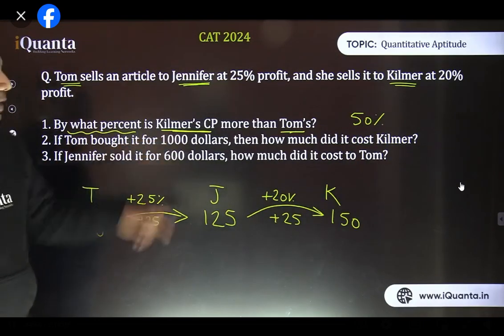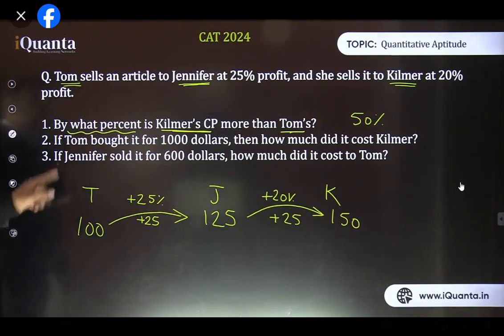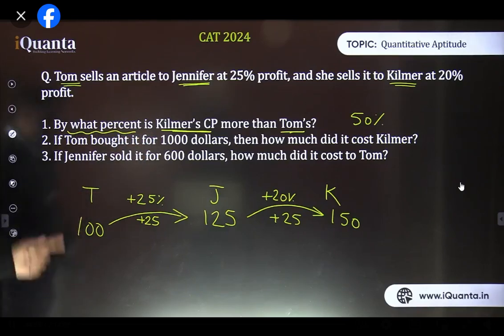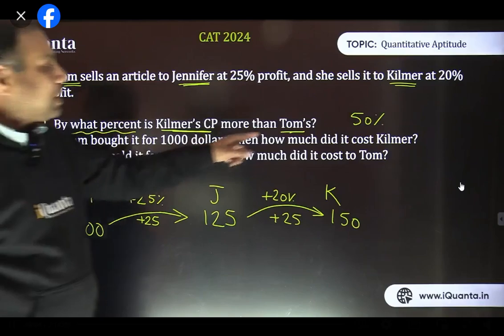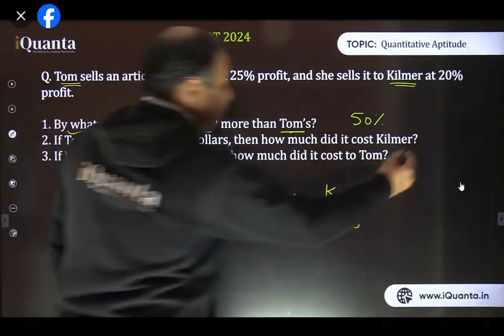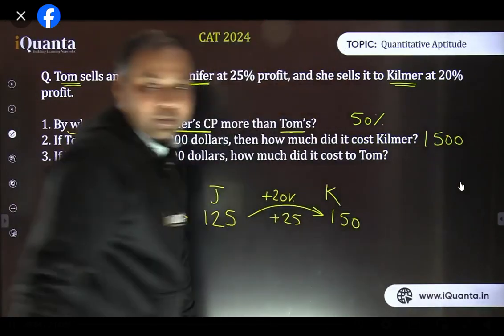Second one now. Tom bought it for 1,000. So the actual cost price of Tom is 1,000, which means 10 times of this. Then all values are going to be 10 times, right? Then the question is, how much did it cost Kilmer? 10 times of 150, that is 1,500. Fine.